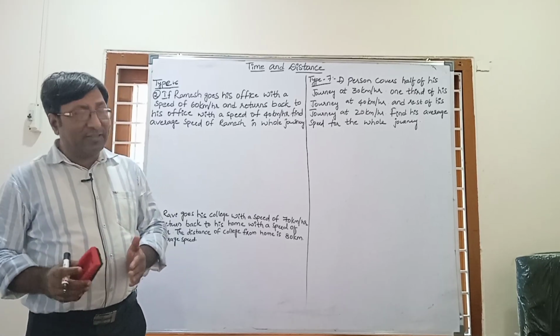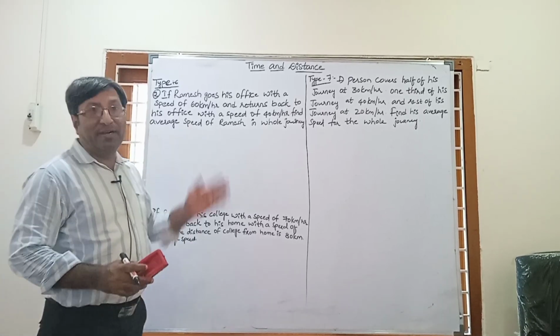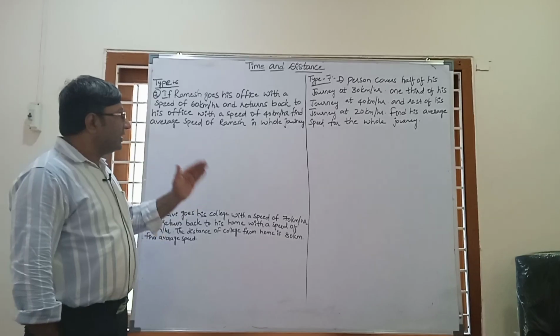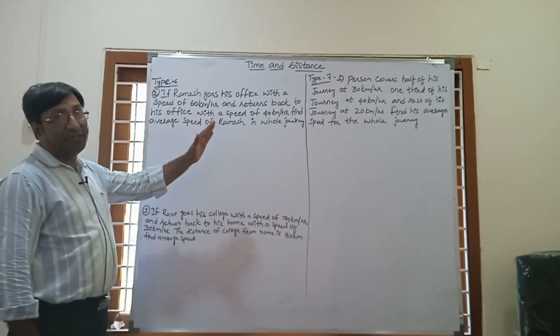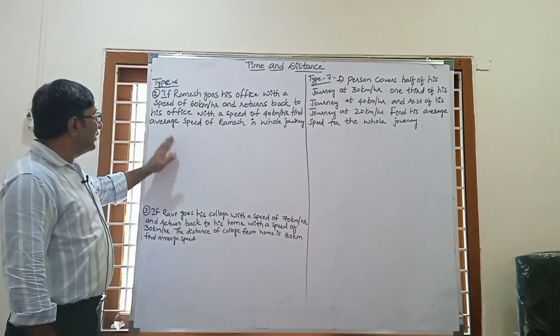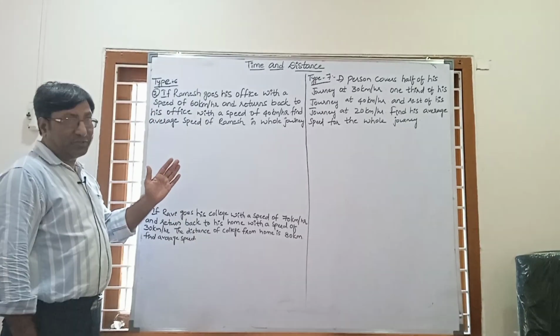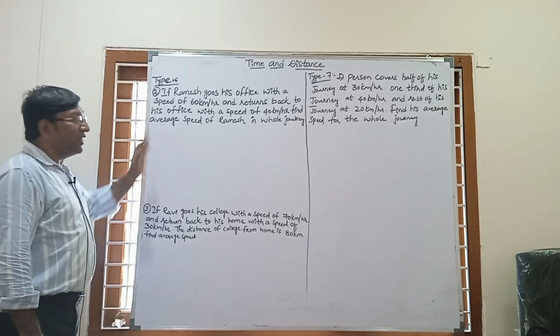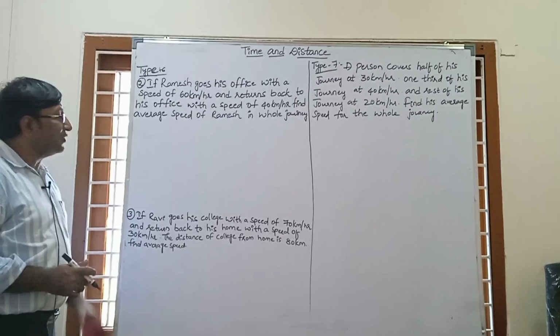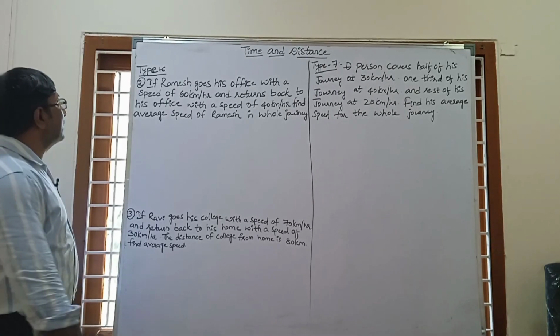Today I am explaining the questions of time and distance, part three. In the previous video, time and distance part two, we solved the type number 6 first question. Now today we will solve the type 6 second question. So see what the type number 6 second question is.